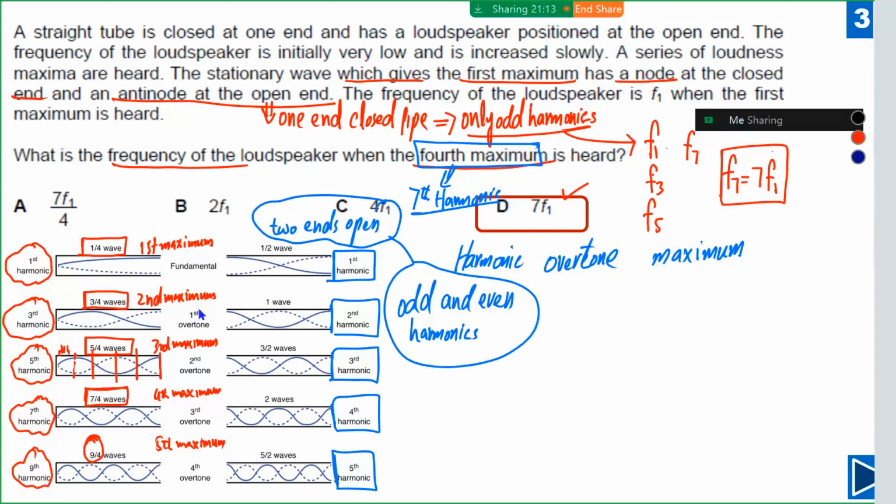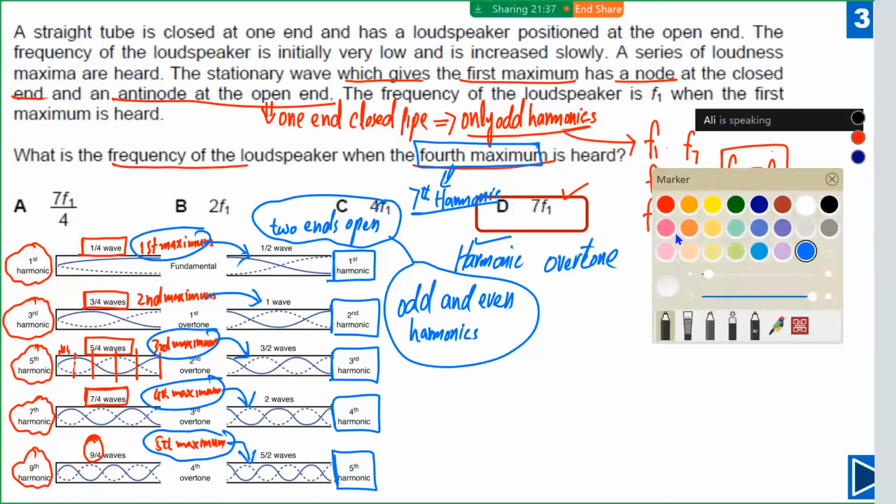Now you can also compare maximum. So this is the first maximum. This one is the second maximum, this one is the third maximum, this one is the fourth maximum, and this one is the fifth maximum. So we have discussed until now harmonic and maximum.